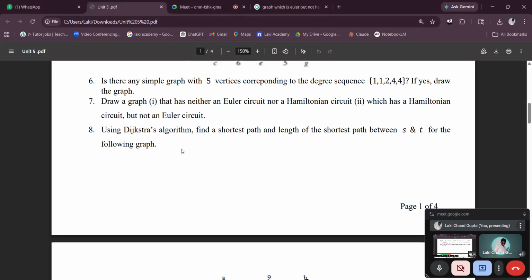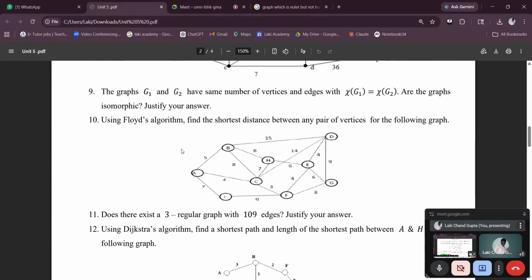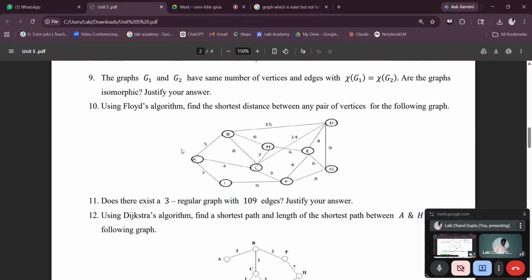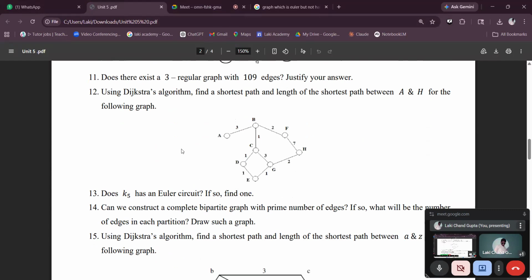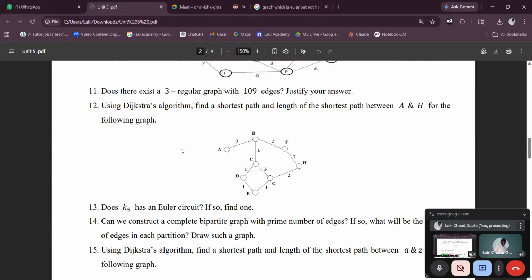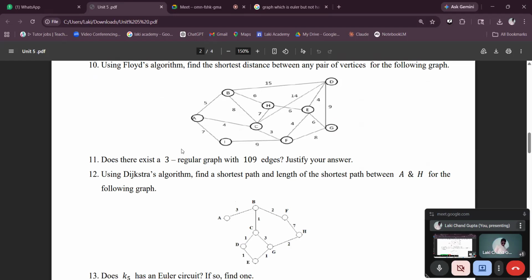We have not done Dijkstra's algorithm yet, right? Chromatic number. We have done chromatic number. Okay. Flat algorithm not done. Okay, I tell you this.